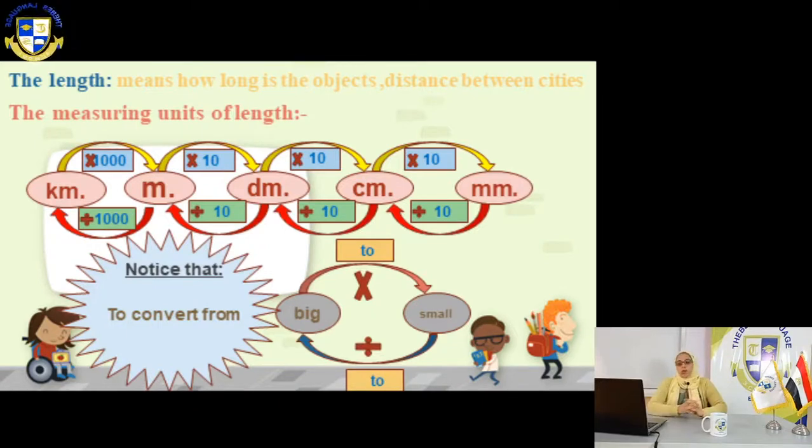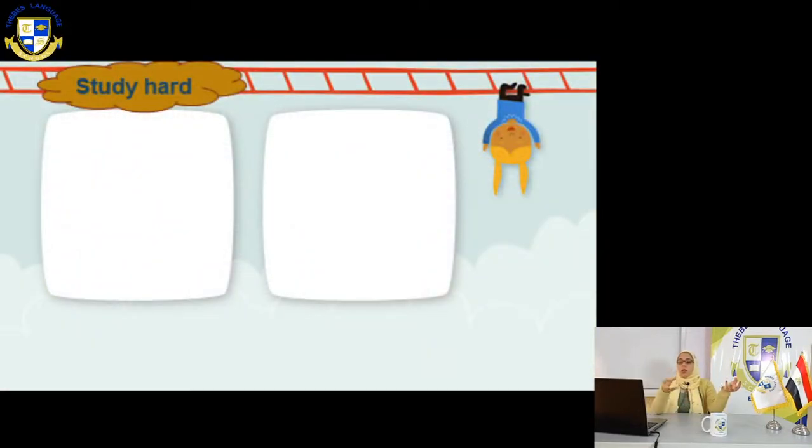Come and see. Kilometer equals 1,000 meter. So if we want to convert from kilometer to meter, multiply by 1,000. If you want to convert from meter to decimeter, multiply by 10. From deci to centi, multiply by 10 also. From centi to milli, multiply by 10. And in the opposite way, from milli to centi, divide by 10, and so on.